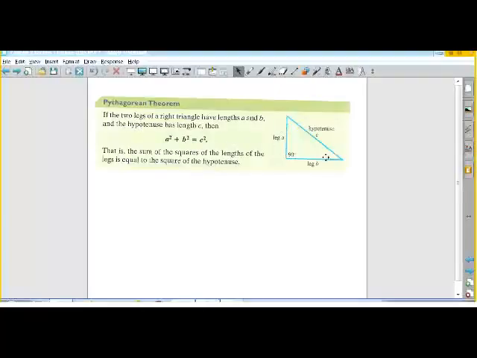And what the Pythagorean theorem says is that if you have a right triangle, the square of the length of one leg, plus the square of the length of the other side is equal to the square of the hypotenuse. So if you have a right triangle and you know the length of two sides, you can calculate the third side. I think I showed you all those proofs. I did. I know I did.